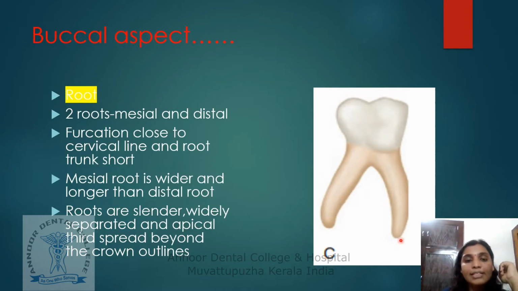Also the roots are slender, widely separated, and the apical third spreads beyond the crown outline. See, this is the crown outline and the root is not well contained within the crown outline. It is extending beyond the crown outline.